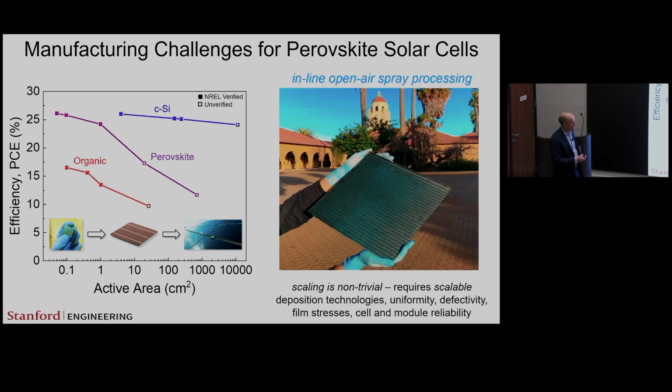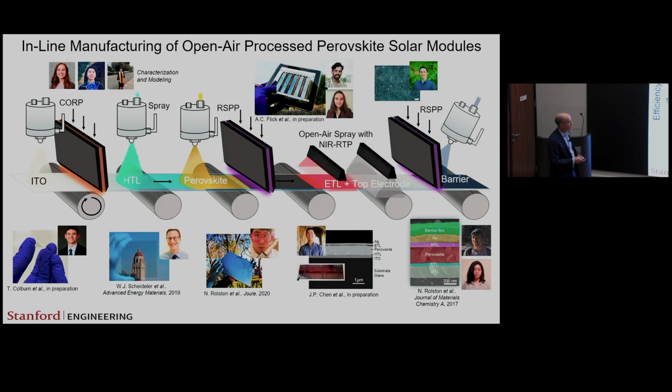This is some early work that we did showing scalable manufacturing. This is 30 centimeters by 30 centimeters. This is a high quality perovskite layer that was made in 90 seconds. So we want fast, scalable manufacturing. And this is what you're able to achieve using those techniques.